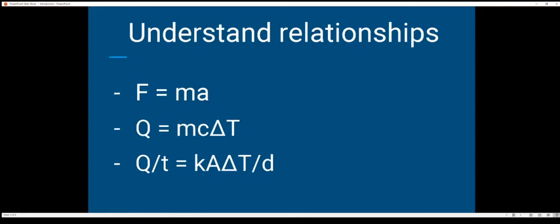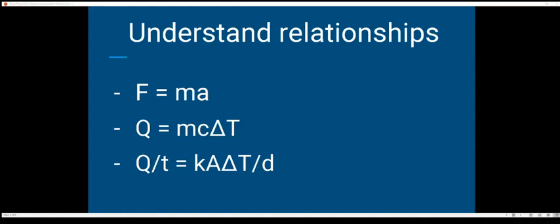So the first topic is understanding your relationships. So force equals mass times acceleration, right? This is a basic general one, but understanding why force is mass times acceleration matters. If something big is accelerating towards you, it's going to have a force and it's going to annihilate you pretty much. I think that's a good way to explain it.